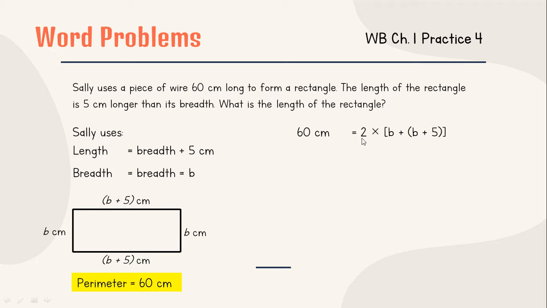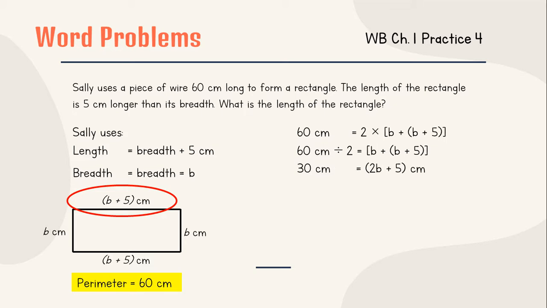And then you know that the formula of perimeter is 2 times breadth plus length, or 2 times B for the breadth and the length, B plus 5. Because our equation is only for one length. So, what should we do? Divided by 2, because we are asked only one length. So 60 centimeter divided by 2 equals 30 centimeter, and then B plus B, 2B plus 5.